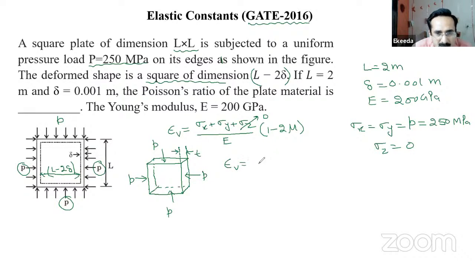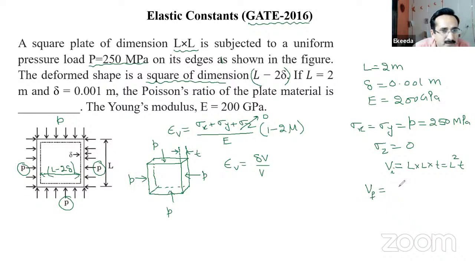What is volumetric strain? That is change in volume per unit volume. So what is the volume of this material? Volume of this material is L into T, thickness. So this is L square T, right? T is the thickness of material, and suppose this is initial volume. Finally, when it is deformed, the final volume is Vf.